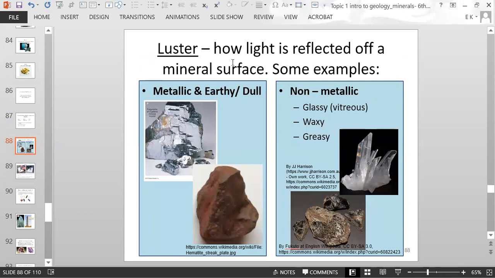So luster is how light is reflected off of a mineral surface. So you either have metallic or earthy and dull, or you might have non-metallic examples like greasy, waxy, glassy. So here is a mineral, it looks like metal, so that's metallic. This is earthy and dull looking. It doesn't reflect any light. This is glassy looking. Okay, so this is luster, just how light is reflecting.